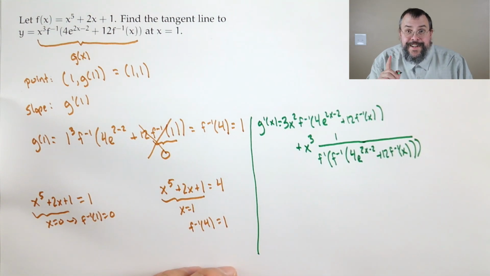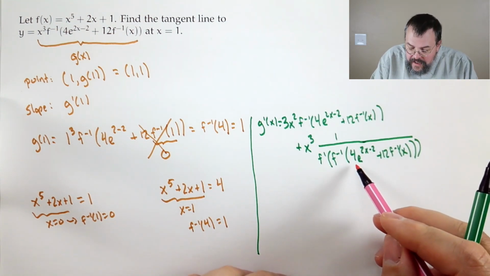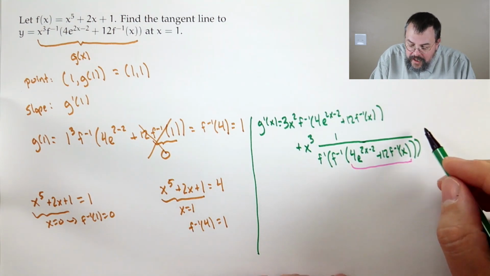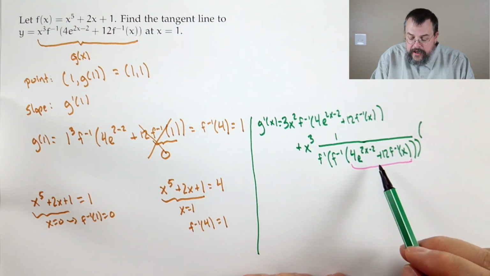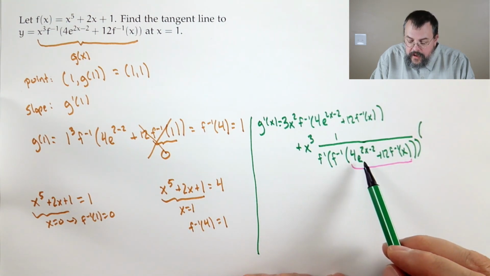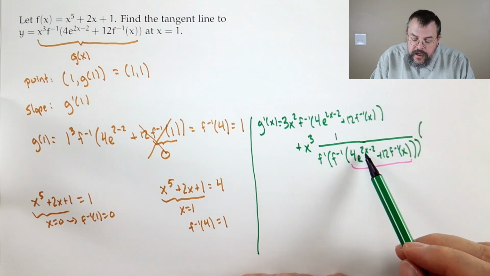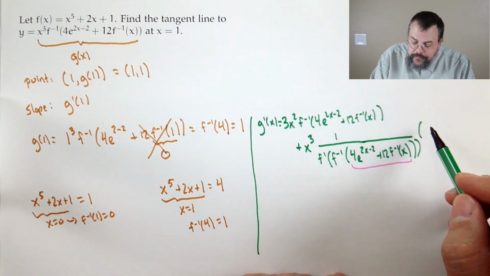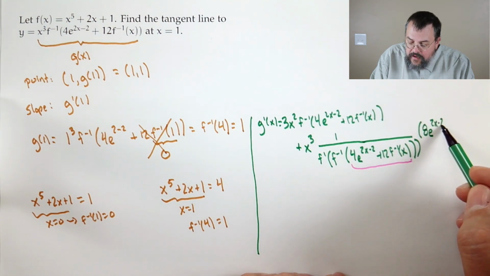Are we done? No. What else do we need? Now we have to multiply by the derivative of the inside. What's the inside? It's this thing right here. So that's going to be multiplied by, all right, so we have a plus, which means we do the derivative of each part and add. So here we have 4. We take the derivative of e to the power 2x minus 2. Well, that's e to the 2x minus 2. And then we're going to multiply by the derivative of 2x minus 2, which is a 2. So that comes down, giving us 8 e to the power 2x minus 2.